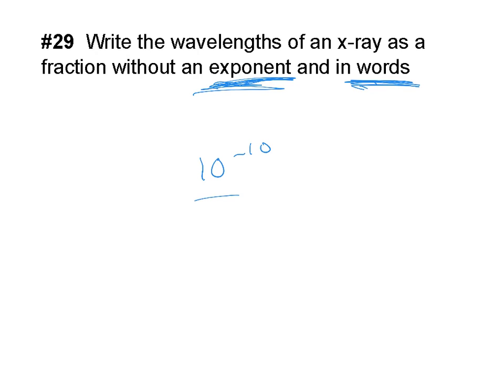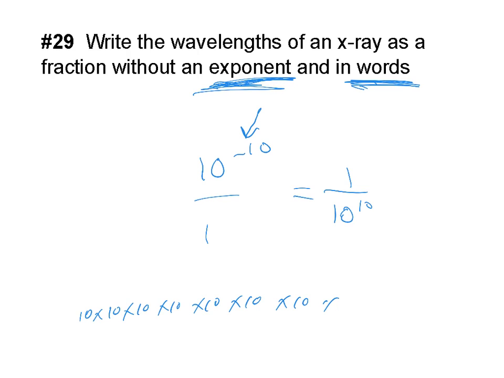So first of all, we got to fix this. We can't work with a negative power. Remember how to fix it? Put it over 1 and then flip it, right? That makes the power positive. So we have 1 over 10 to the 10th power. 10 to the 10th power is 10 times 10 times 10 times 10 times 10 times 10 times 10 times 10 times 10, 1, 2, 3, 4, 5, 6, 7, 8, 9, 10, that, right?